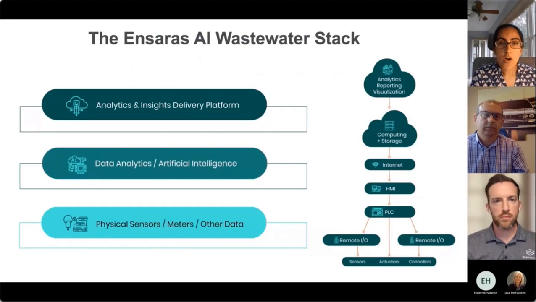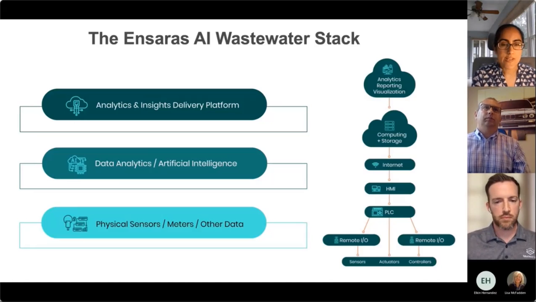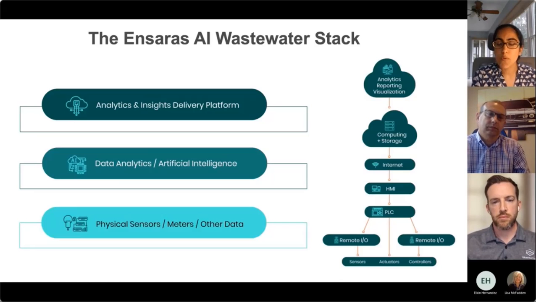And we currently offer what we call our AI wastewater stack. And all of our solutions, the foundation is the data coming from various parts of the treatment plant, whether it be the actual physical sensors and meters, whether it be the laboratory data, whether it be the field data, whether it be data from publicly available sources like weather. That sort of forms the backbone of all of our solutions.